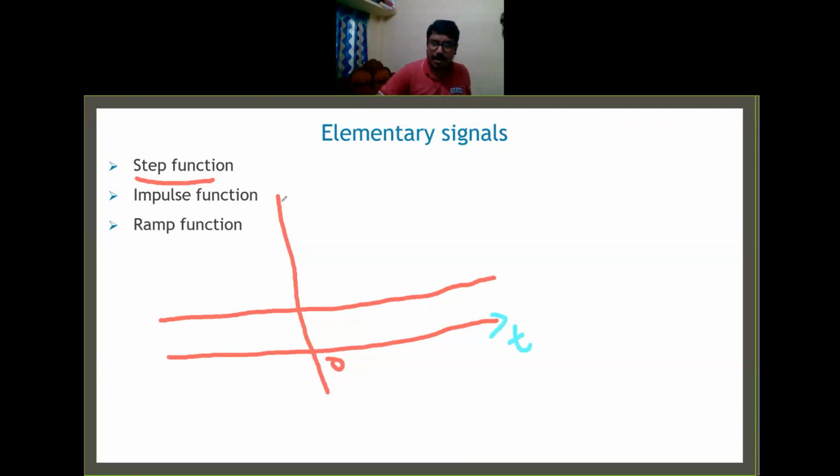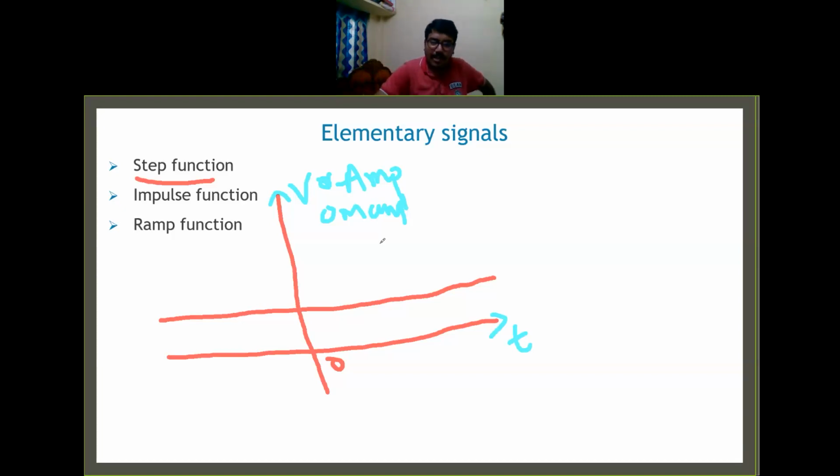And this is my voltage or amplitude. There is a difference between voltage and amplitude. Don't confuse. And magnitude also. This is amplitude, we can also sometimes call it magnitude. I may sometimes use voltage, sometimes amplitude, sometimes magnitude, and sometimes height.